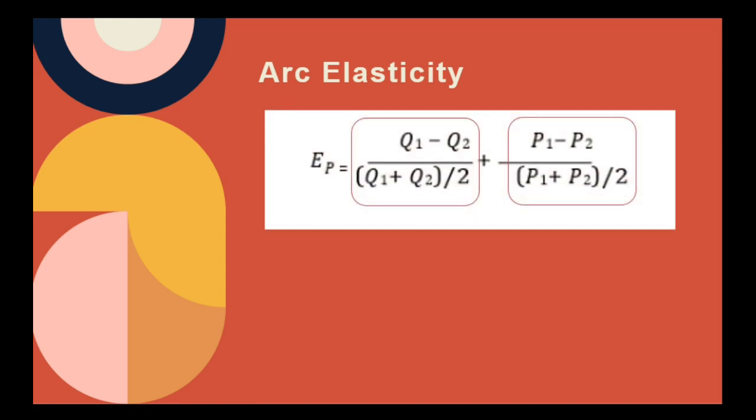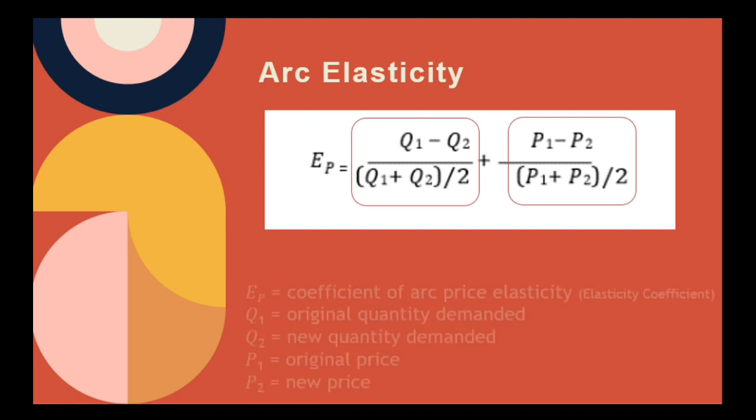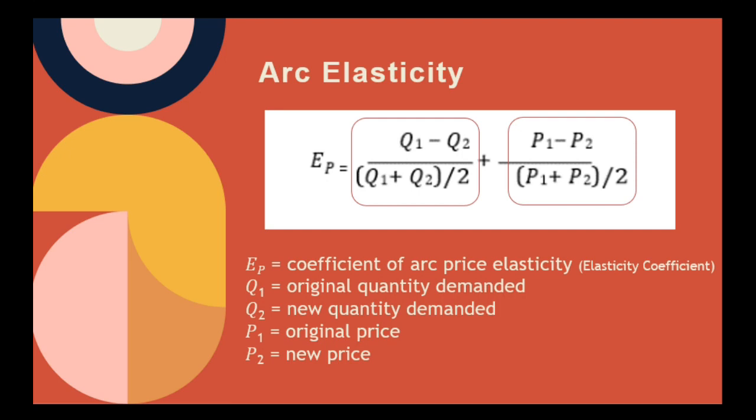Where elasticity of price is equal to the coefficient of arc price elasticity or elasticity coefficient. Q1 refers to the original quantity demanded, Q2 refers to the new quantity demanded, P1 represents the original price, and P2 refers to the new price. So the numerator of this coefficient would look like this. It indicates the percentage change in the quantity demanded, and the denominator would look like this. It indicates the percentage change in the price.